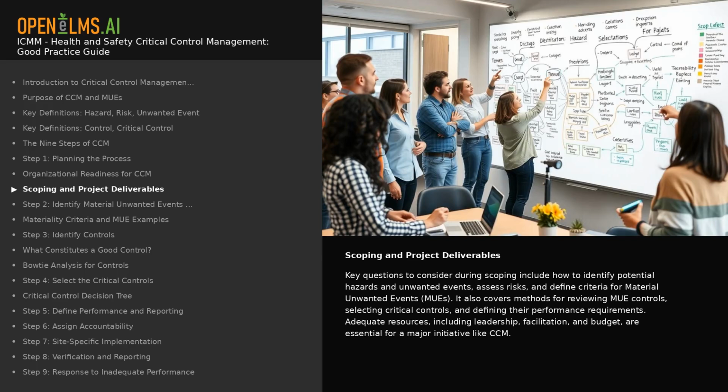Key questions to consider during scoping include how to identify potential hazards and unwanted events, assess risks, and define criteria for material unwanted events, MUEs. It also covers methods for reviewing MUE controls, selecting critical controls, and defining their performance requirements. Adequate resources, including leadership, facilitation, and budget, are essential for a major initiative like CCM.